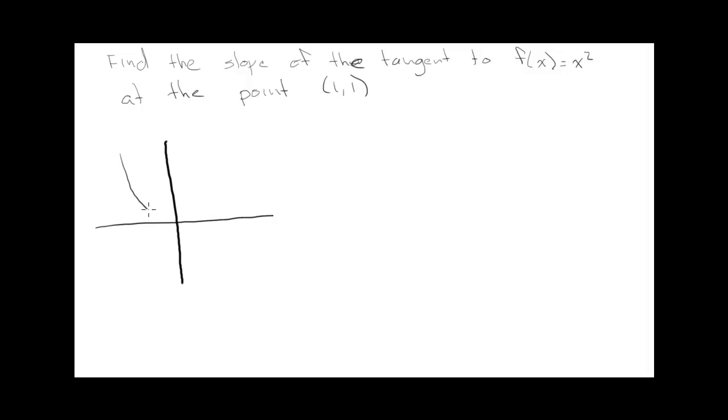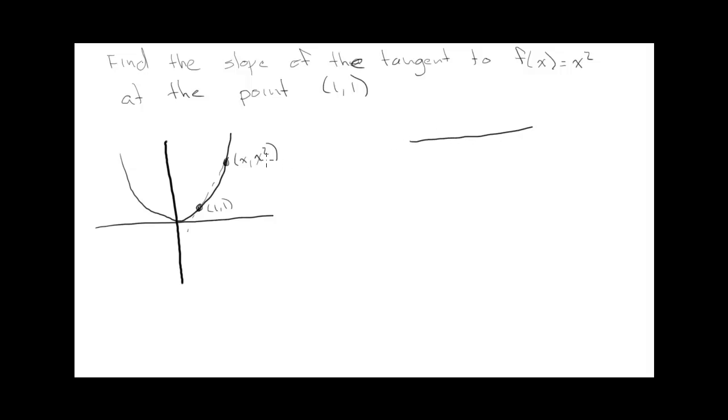So x squared looks like this. So 1, 1, 1. And then if you remember, we're going to have to take another point. We're going to call this x, f at x, and in this case f at x would be x squared. So we're going to find the slope of that line.